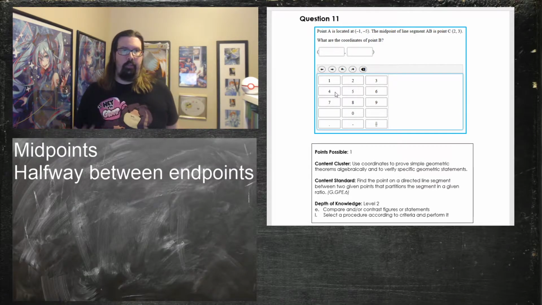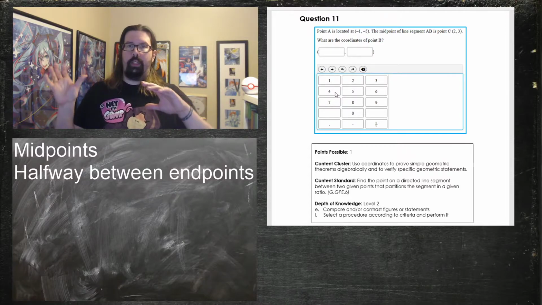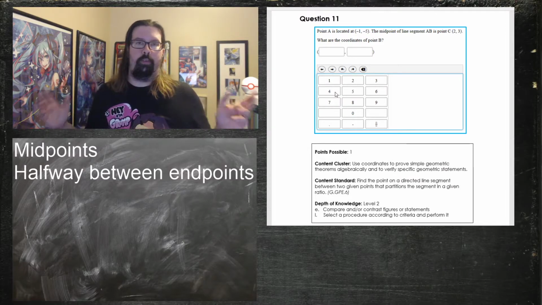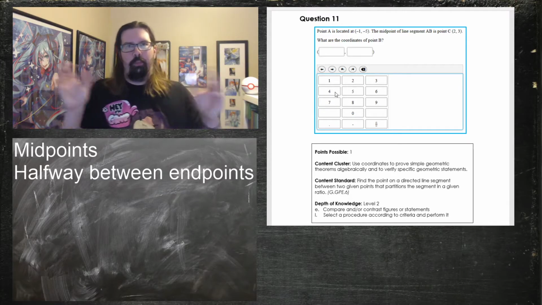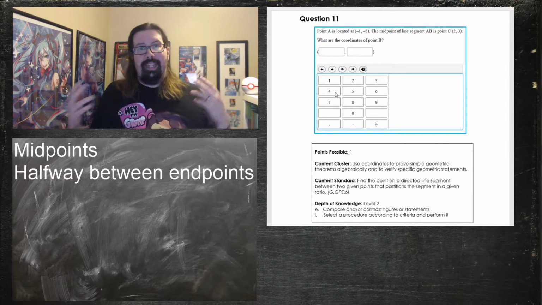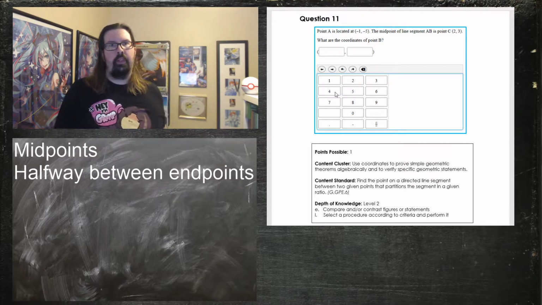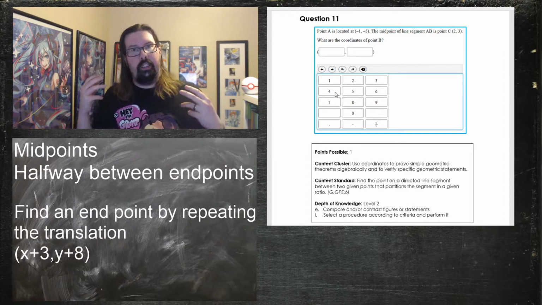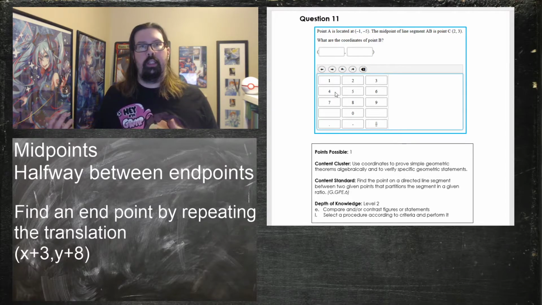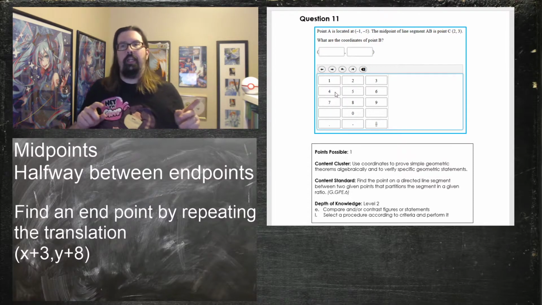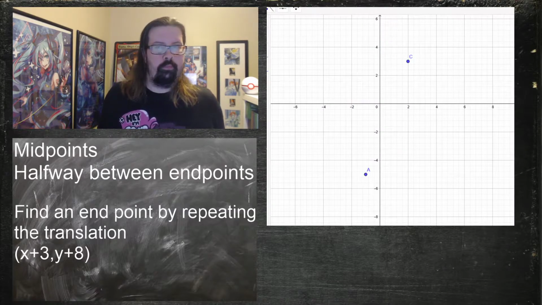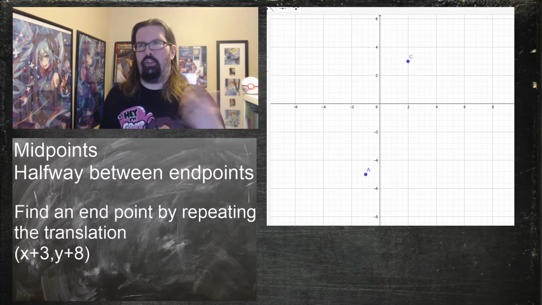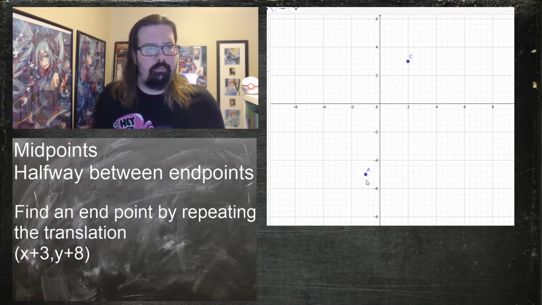So we need to figure out what we know. The midpoint is halfway between the endpoints. It's the middle point, midpoint, middle point. So it would stand to reason that the endpoint that we're missing we can find by going between the two. So we have the points actually. All right, and I really need a better transition for that. It's fine. And so we go here.